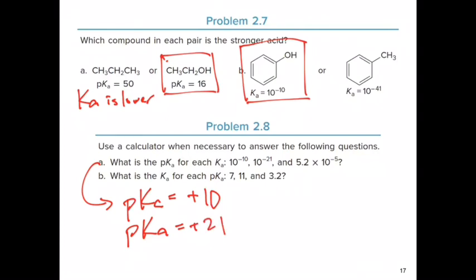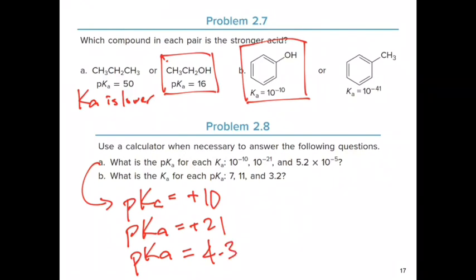It's not really asking for which one is the stronger acid. For the last one, we're going to need a calculator because the multiplier is not 1. It would be easier if it was just the multiplier with the exponent. So we plug in the negative log of 5.2 times 10 to the negative 5, and what we get is 4.3 for the pKa. So the third one, its pKa is 4.3.